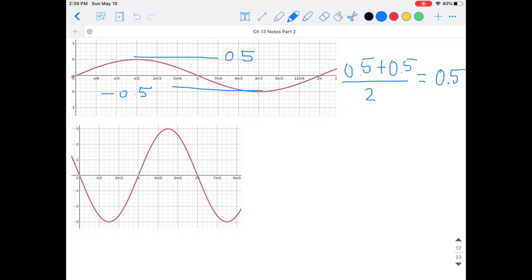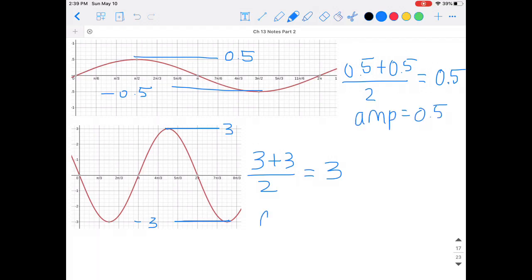For our second example, our maximum value is positive 3, minimum value is negative 3. So our amplitude is going to be 3 minus negative 3, so 3 plus 3, over 2. 3 plus 3 is 6, divided by 2 gives us 3. So the amplitude of the first function is 0.5. The amplitude of the second function is positive 3.